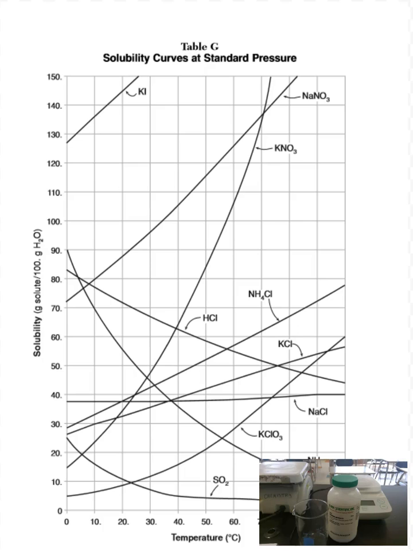Now we need to take a look at Table G and see how much water I should put in the beaker. So make a prediction. How much water am I going to put in this beaker? All right, so you're going to take a look at the y-axis, and you'll notice that on the y-axis here, it is calibrated for 100 grams of water. So I need to put 100 grams of water into this beaker.